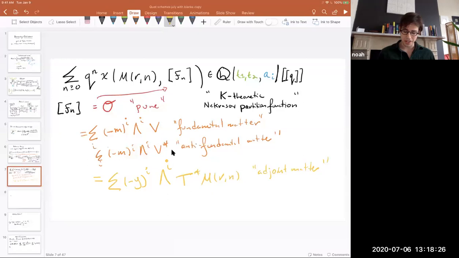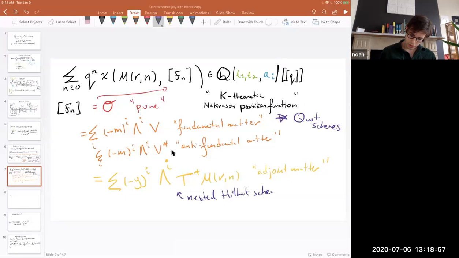So today, the quad scheme integrals I want to talk about kind of live at this level, the level of fundamental matter. If you're interested in integrals over nested Hilbert schemes or what are called monopole branches of Vafa-Witten invariants, those live here. This kind of insertion here is also sometimes called the Chiral genus.